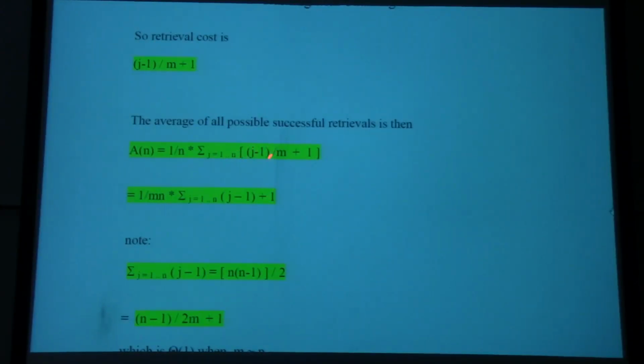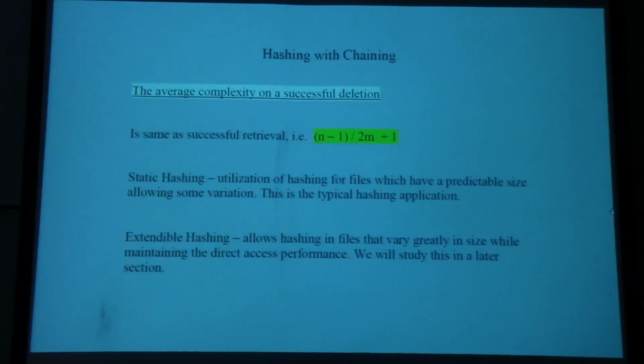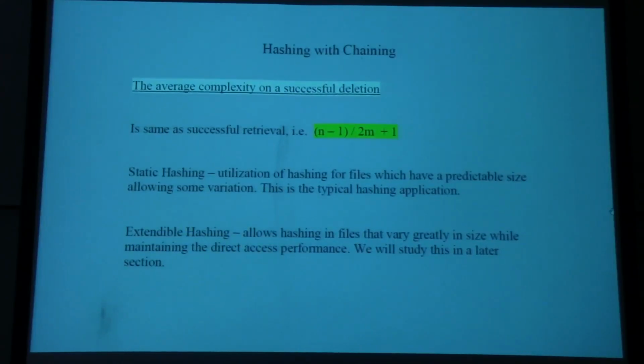So we have j minus 1 over m plus 1. We can take out the m, and that's going to be 1 over mn times the summation, j goes from 1 to n, of j minus 1 plus 1. So we can note this condition to be true, and so we have n minus 1 divided by 2m plus 1, which is still theta of 1 if m is close to n. And a successful deletion is the same as the retrieval, because we have to go and match it before deleting it.